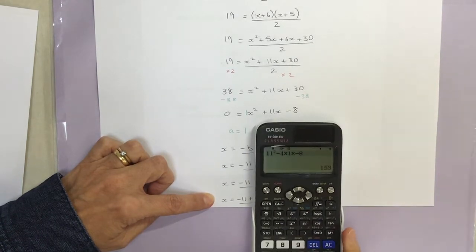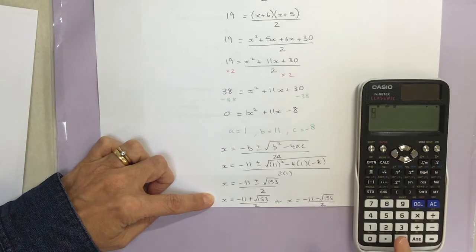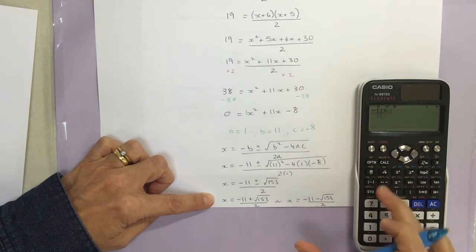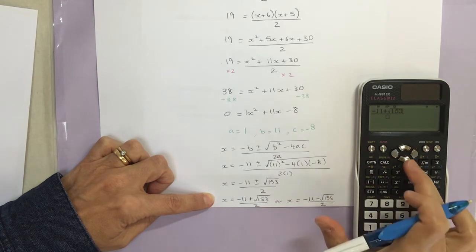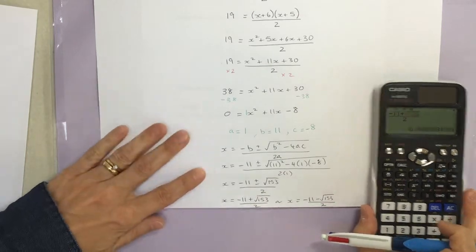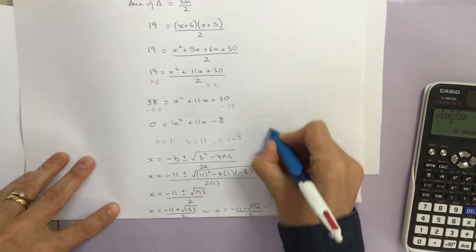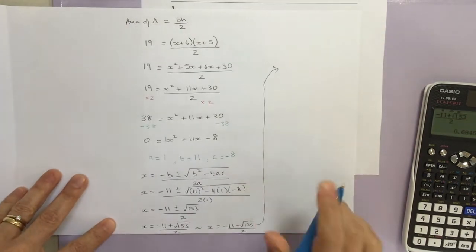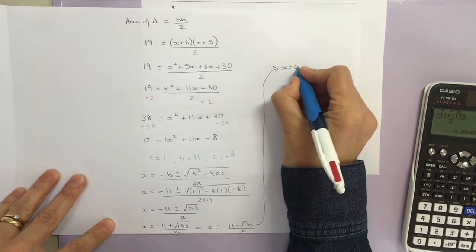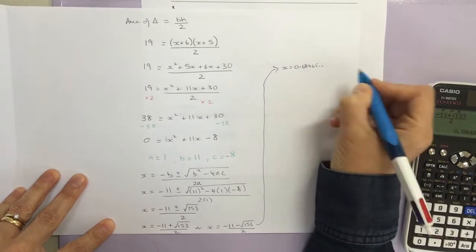So let's have a look at those values. So negative 11 plus the square root of 153 all over 2. And I'm just going to move over here so I can keep it just on one sheet of paper, but you can see what I'm doing. Let me just move up here. So that's going to give me x is 0.6846, etc.